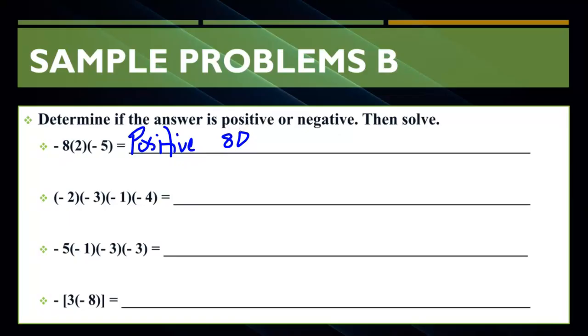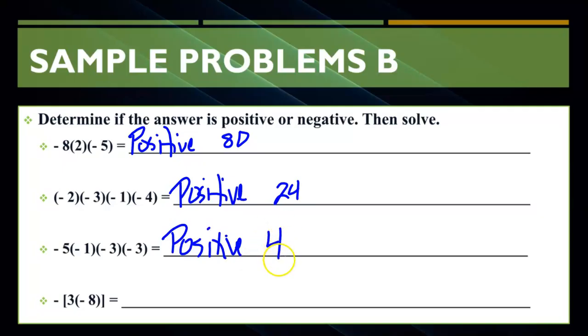Here, the next one, I have 1, 2, 3, 4, so it's an even number, that's positive. And I have 6 times 4. 6 times 4 is 24. Next, I have 1, 2, 3, 4. So 4 negatives makes it a positive. So I got 5 times 9 is 45. Next, I have 2 negatives, so my answer is positive. 3 times 8 is 24.